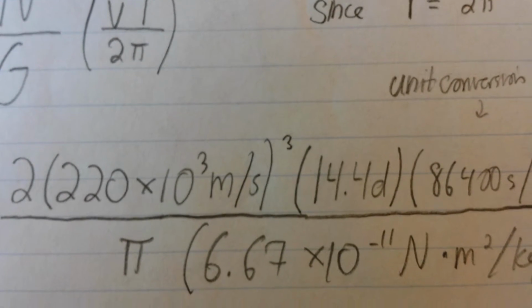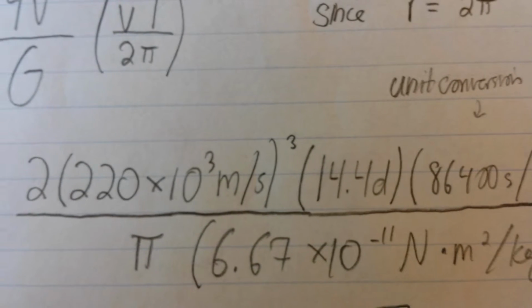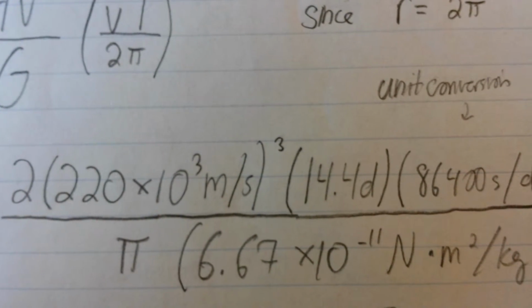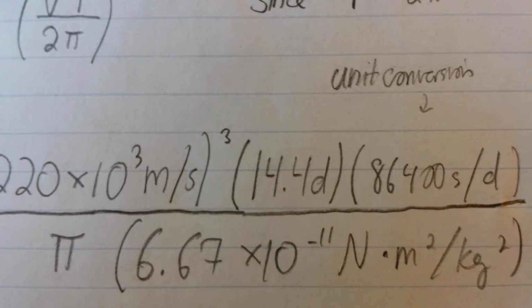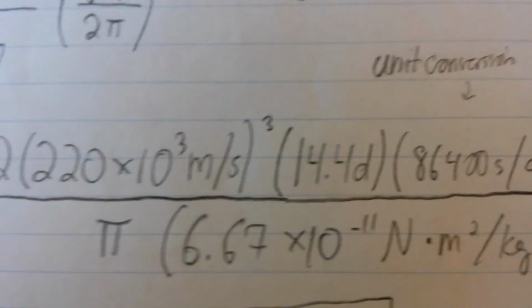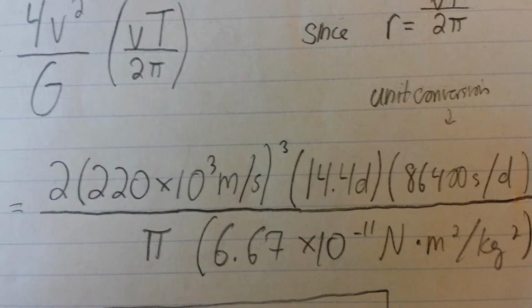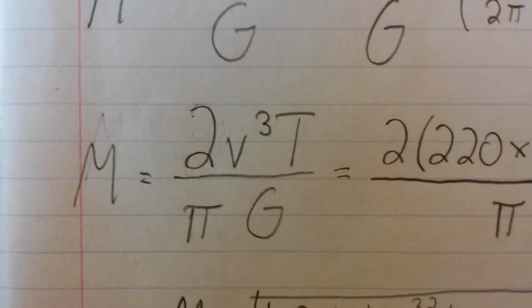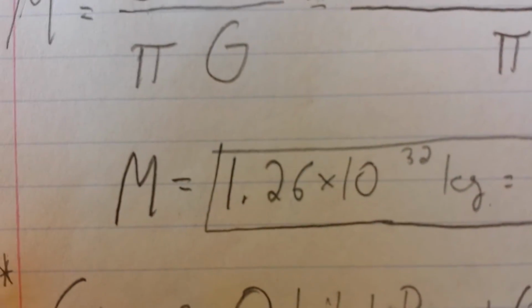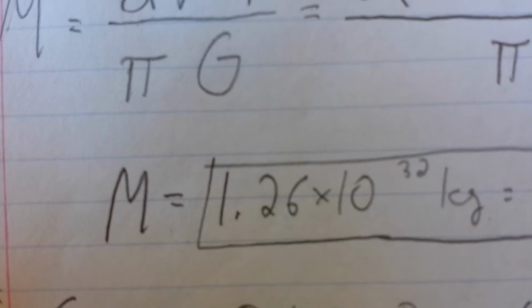Because it's 14.4 days, but your answer needs to be in kilograms, you have to do the unit conversion here, at 86,400 seconds in a day. So this is all the values that you plug in based on this equation right here. And then if you plug that all in your calculator, you should get that the mass is equal to 1.26 times 10 to the 32nd kilograms.